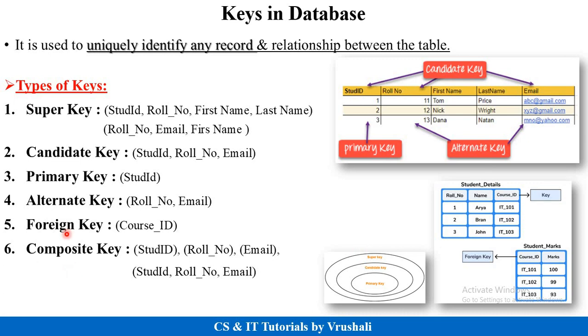Now what is a foreign key? A foreign key is generally used to identify the relationship between tables. There are 2 tables: student details and student marks. Student marks has the attributes course ID and marks. So course ID is a primary key of student marks. The primary key of one table we can use in another table, like in student details, which is called a foreign key. Whatever value is present in the primary key, only that value is present here as a foreign key.